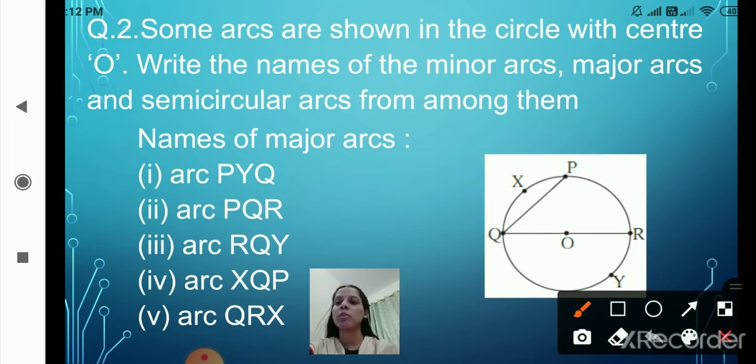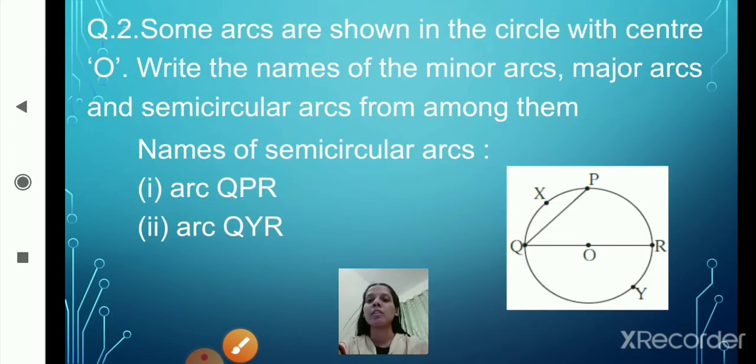Now fourth one is arc XQP. This is the fourth one. And the last one is arc QRX. So these are the names of major arcs. I hope you are clear with this. Now we'll move to the next, that is semicircular arcs.